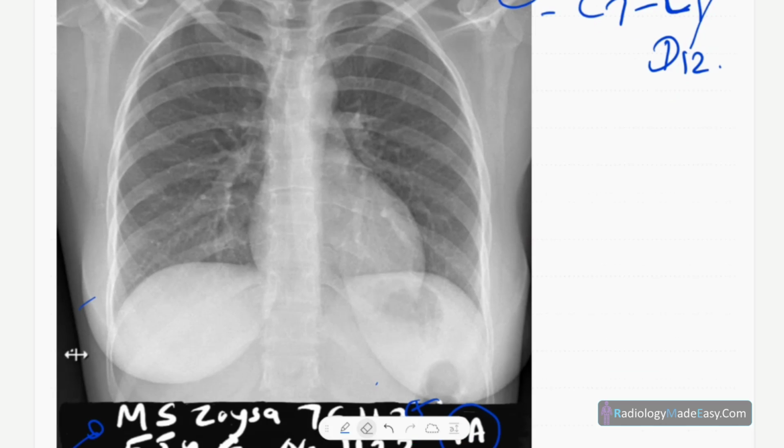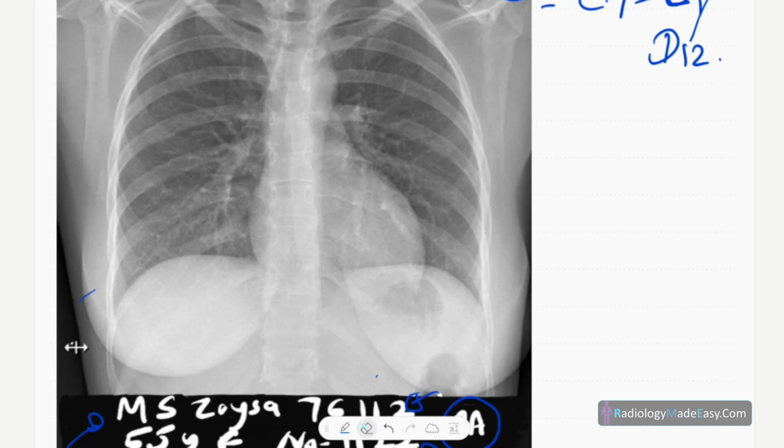Next thing is the breast shadow. You have to find out. Here you can see the breast shadow. It's important. There are patients with mastectomies, so identifying the breast shadow is also an important thing.